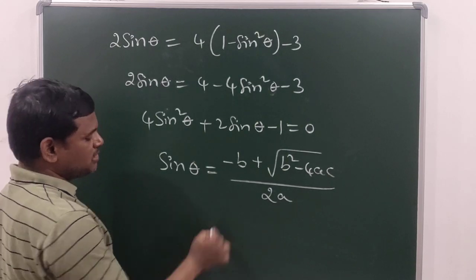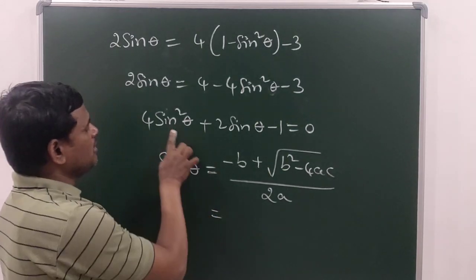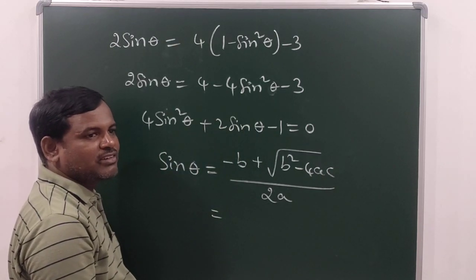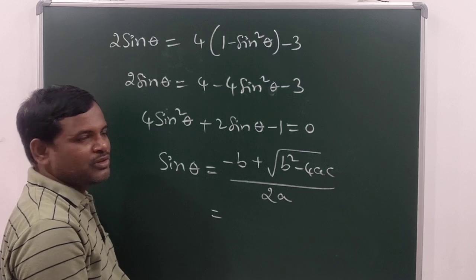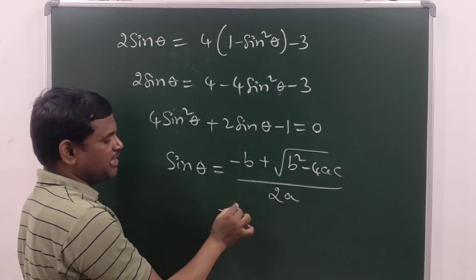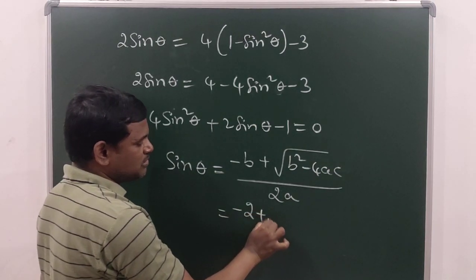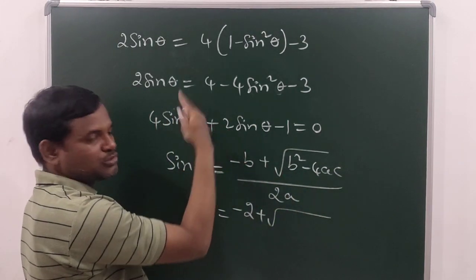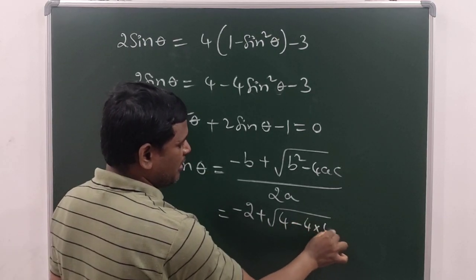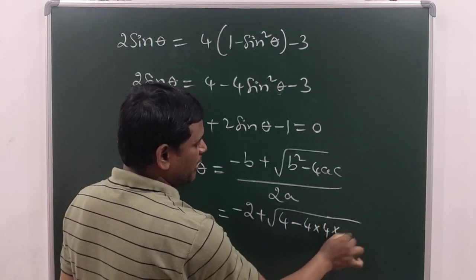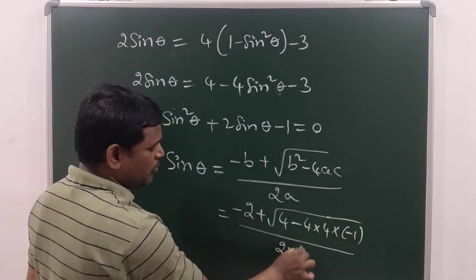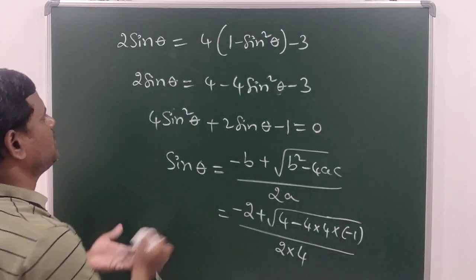Okay. So in the next step, what do you do? See here, compare this one with the standard form of a quadratic equation, a x square plus b x plus c equal to 0. So in place of b, the sin theta coefficient, that is 2. So 2 plus root of b square, 2 square, 4, minus 4ac, 4 into a value, 4 into c value, minus 1, whole by 2a, 2 into 4. Now simplify that.